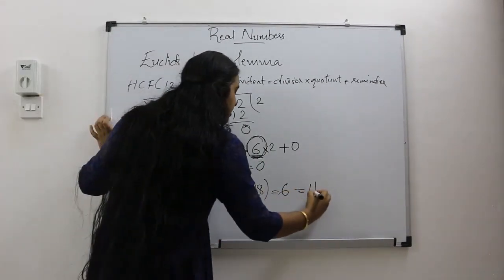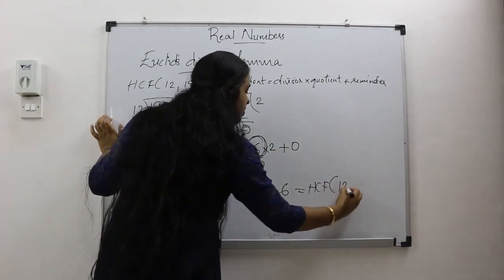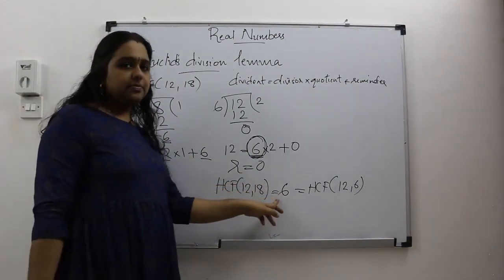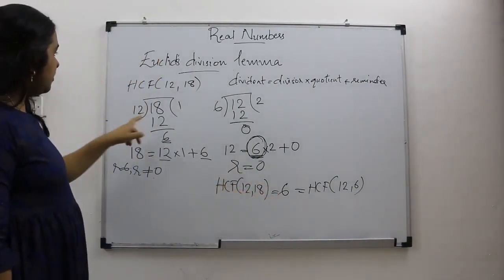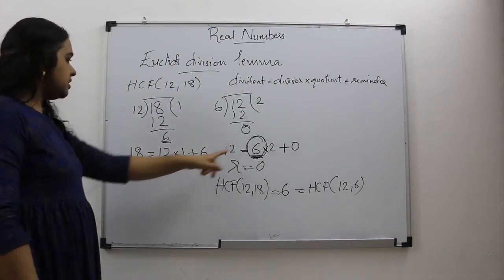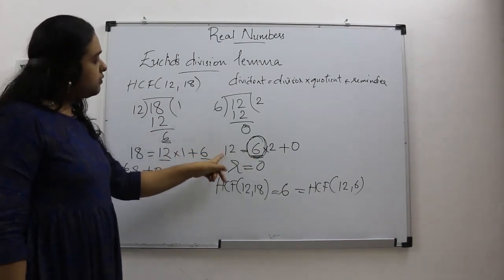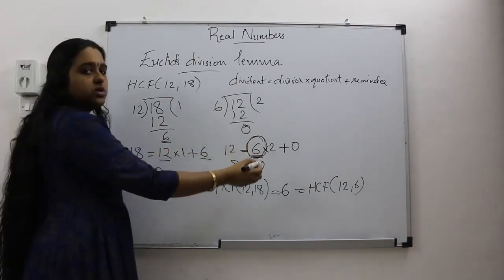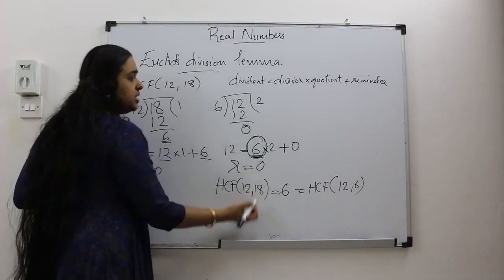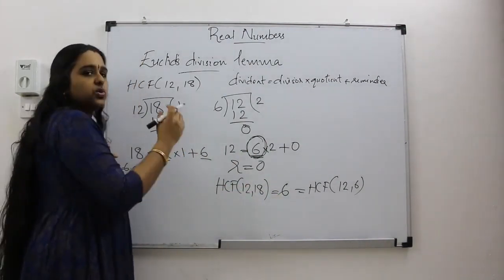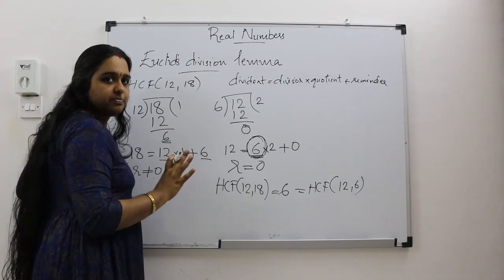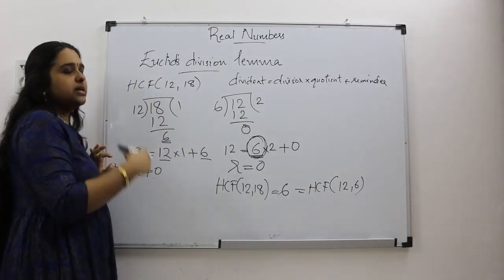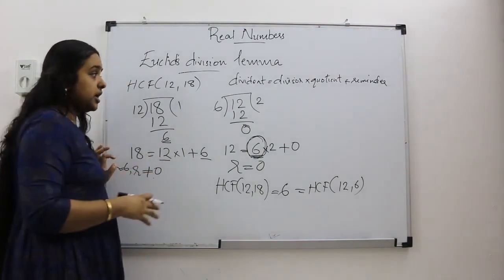It is equal to HCF of 12 and 6. HCF of 12 and 6 also will be 6 only. Right? HCF of 12 and 18 is 6. Same way, HCF of 12 and 6 also will be 6. We are doing the same division procedure here also. So both will be equal to 6. And this is what Euclid's division lemma is. Okay. We will write all the steps, then we'll do some other problems and it will be more clear.